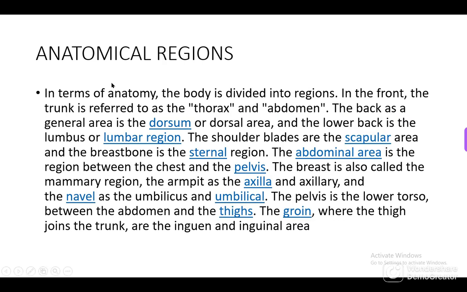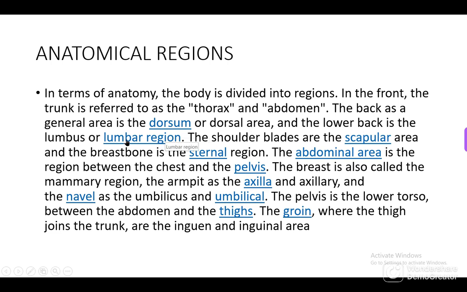Now, anatomical regions. In terms of the anatomy, the body is divided into regions. In the front, the trunk is referred to as the thorax and abdomen. It is also called the torso. So it is thorax up and down, abdomen. The back as a general area is the dorsum or the dorsal area. And the lower back is the lumbus, part of the lumbar area.